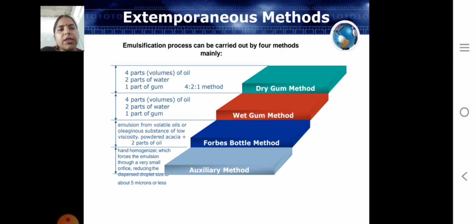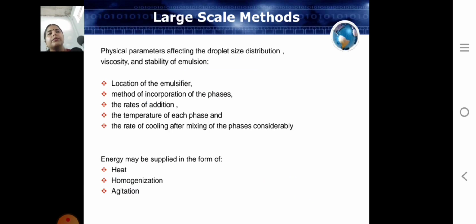In case of the 4-piece bottle method, emulsions are made from the volatile oil or the oleaginous substance of low viscosity, with powdered acacia plus 2 parts of oil. In the auxiliary method, a hand homogenizer forces the emulsions through a very small orifice, reducing the dispersed droplet size to about 5 micron or less.